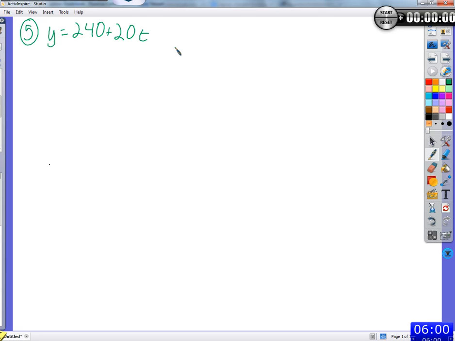The function is y equals 240 plus 20t. What does t stand for? It's the context of the problem. Yeah, Hildy? T stands for the years. It does. It stands for time. It stands for how many years?